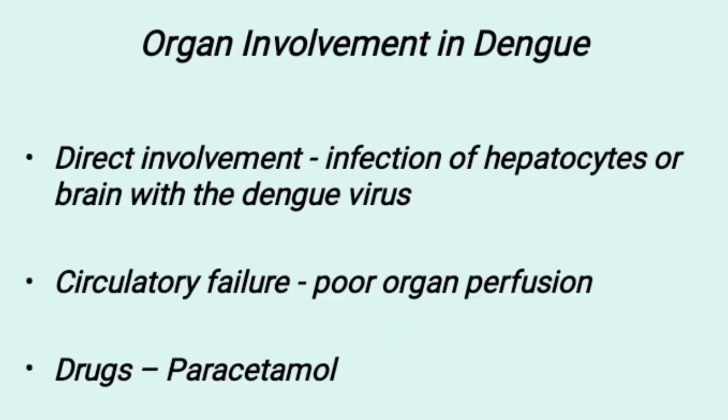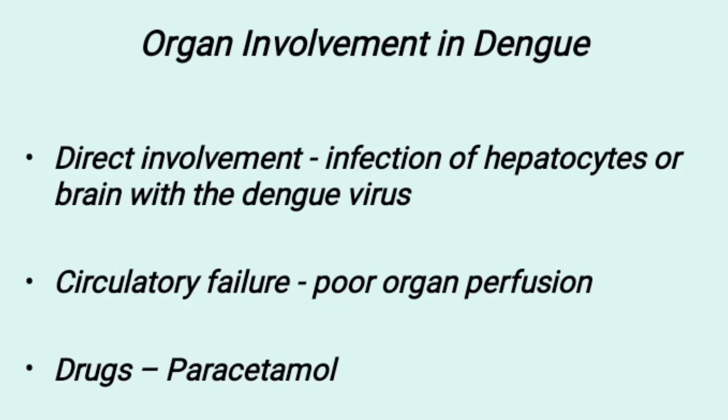Now, organ involvement is also seen in dengue. How are they involved? First is direct involvement. The virus also infects the organs and causes their damage, like infection of hepatocytes and infection of the brain by the virus, and causes damage to hepatocytes and the brain. Second is circulatory failure. Dengue leads to fluid shift from blood vessels to extravascular fluid. There is a hypoperfusion state, and hypoperfusion affects all the organs of the body.